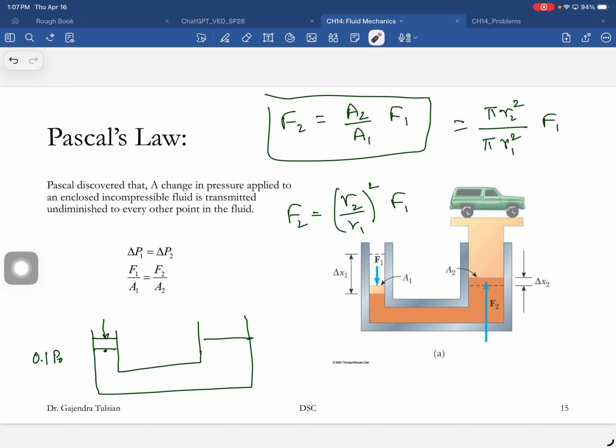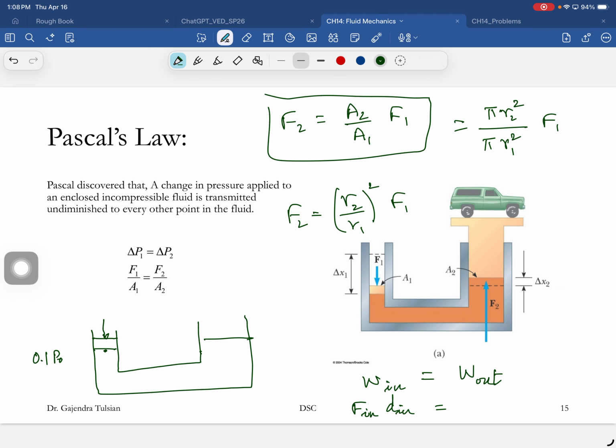Okay, turns out, here's the thing. What costs you energy? No free lunch meaning no free energy. Okay? So what costs you energy is work. So whatever work you put in is what you get out. This is for a frictionless system. Okay? So input force times input distance is output force times output distance. So when the output force increased by a factor of 100, the output distance decreased by a factor of 100. That's what happened.